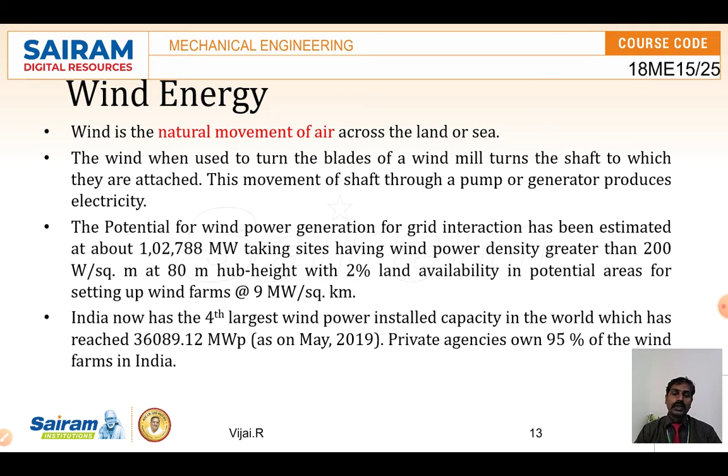Now, all over the world, India has the fourth largest wind power installed capacity. As of 2019 data, private agencies own 95% of wind farms in India. The remaining is the government, so the others are private only. These wind power stations are located in potential areas where the wind is available; only there can we keep them.